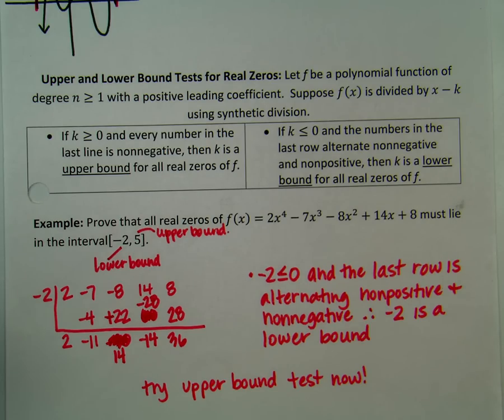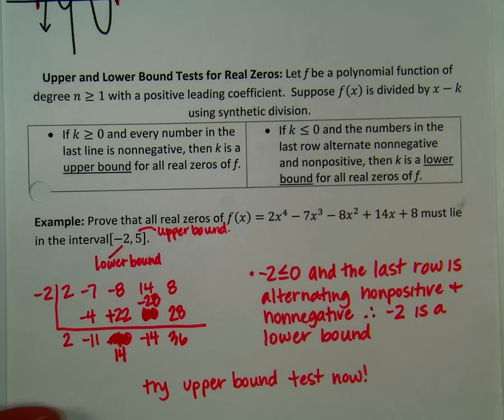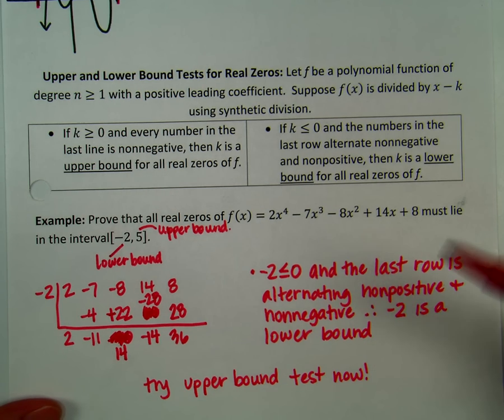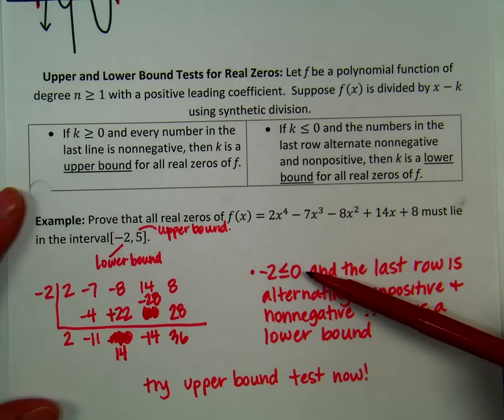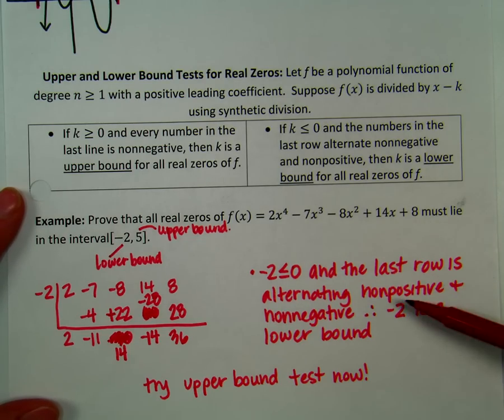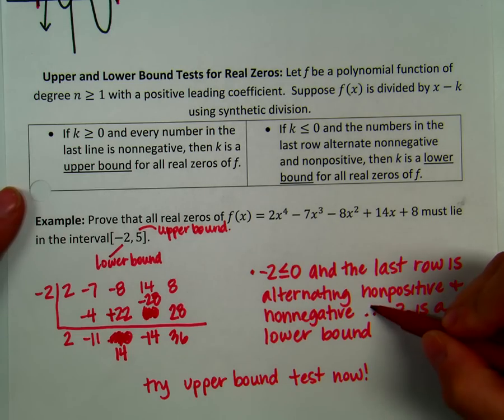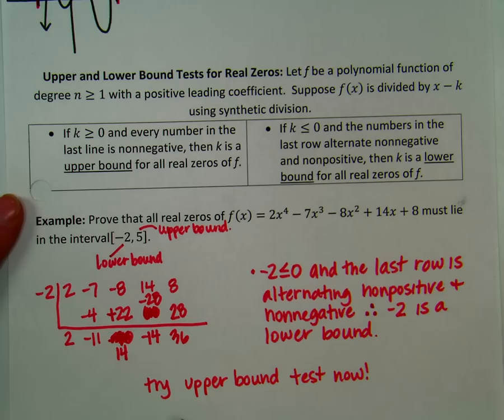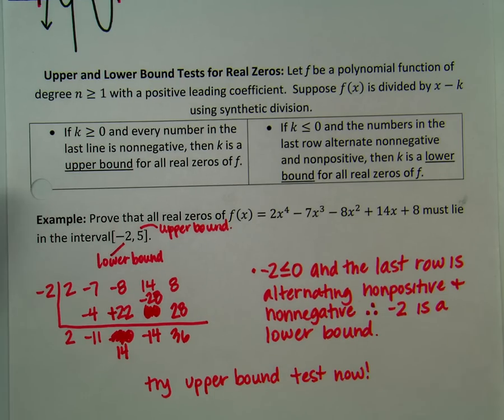When you work through the synthetic division, you get negative 11, 13, since negative 2 is less than 2, and the last row is alternating non-positive and non-negative. Therefore, negative 2 is a lower bound. In a similar fashion, I would like you to try the upper bound test now.